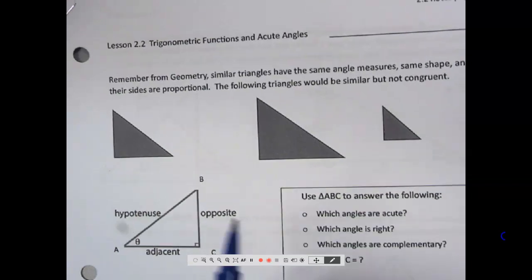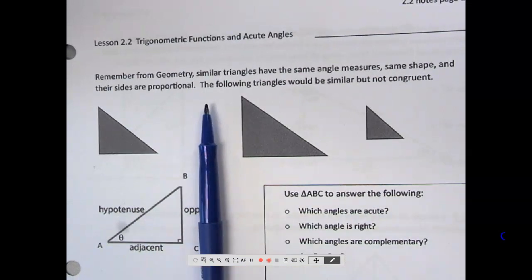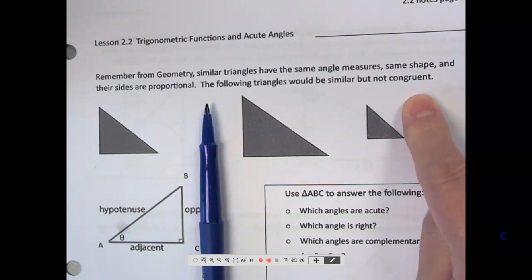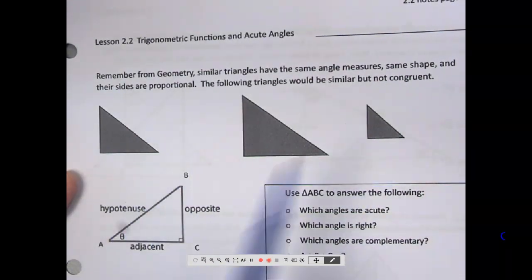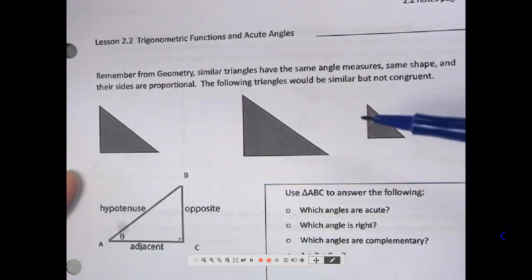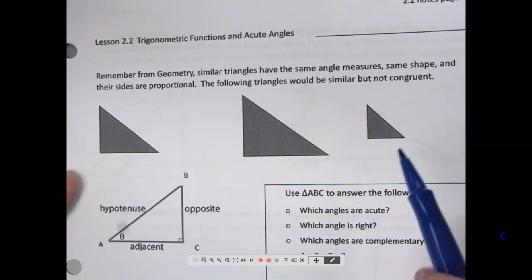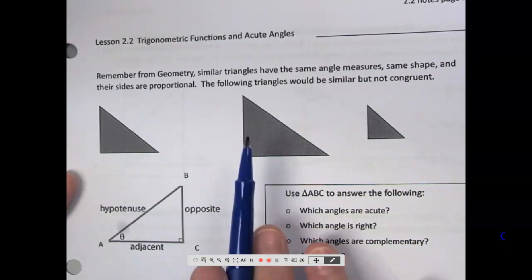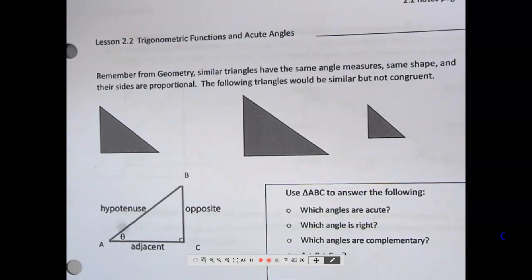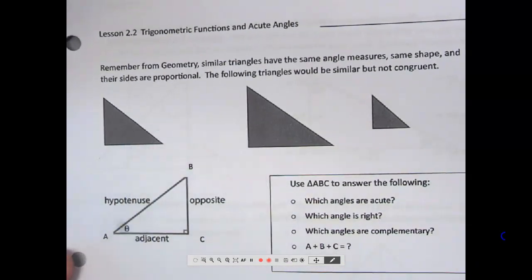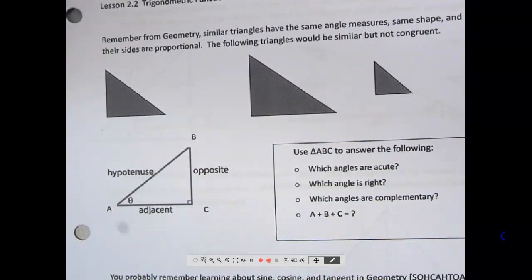Okay. So remember from geometry, similar triangles have the same angle measures, same shape, and their sides are proportional. The following triangles will be similar but not congruent. What does congruent mean? Yeah, identical in every way. So same angles and same side lengths. These clearly are not the same side lengths, but they would be proportionate to each other. So maybe this is half the size of this one. So I would have a ratio of 1 to 2, or a ratio 2 to 1. Okay? So that's what we're going to be dealing with for a while now, is similar triangles.